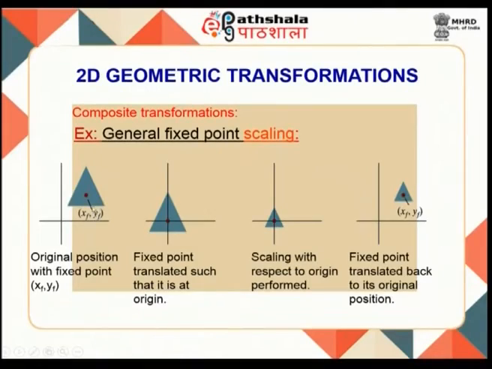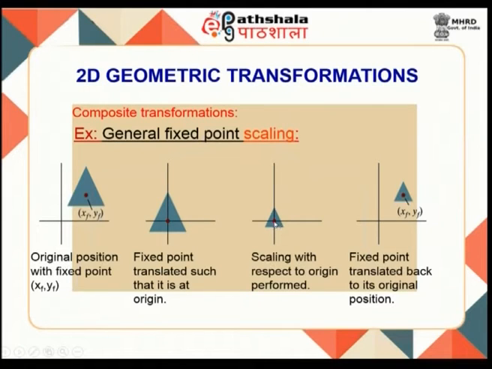Let us call this a complex transformation. Let us break this up into a series of simple transformations and then make a composite of it, and the composite represents the general fixed point scaling. Looking at these scaling diagrams, imagine the fixed point is xf, yf, with respect to which we would like to scale this triangle. The first step is to translate the fixed point such that it coincides with origin. It is a simple translation.